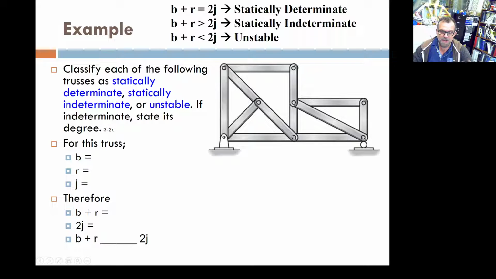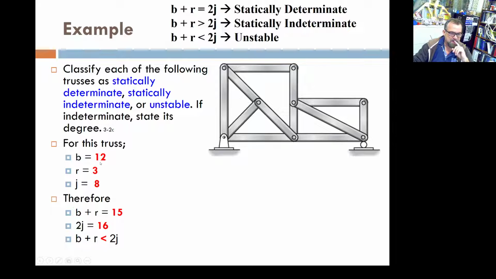I can see it. I don't know if you see it, but I can even see that just by looking at that. You see there's no fixity here, so that's going to be unstable. But let's see if the equations determine the instability. Number of bars. How many bars? You have 1, 2, 3, 4, 5, 6, 7, 8, 9, 10, 11, 12.